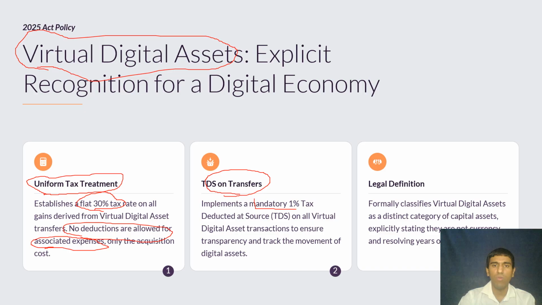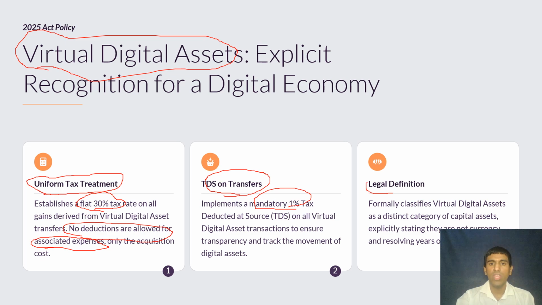Then when it comes to transfers, there is a TDS rate also. It's a mandatory 1% TDS on VDA transactions. This is to ensure that there is transparency in the transactions, and of course it helps to track the movements of digital assets, since with only one rate, keeping a record of transactions becomes easier.